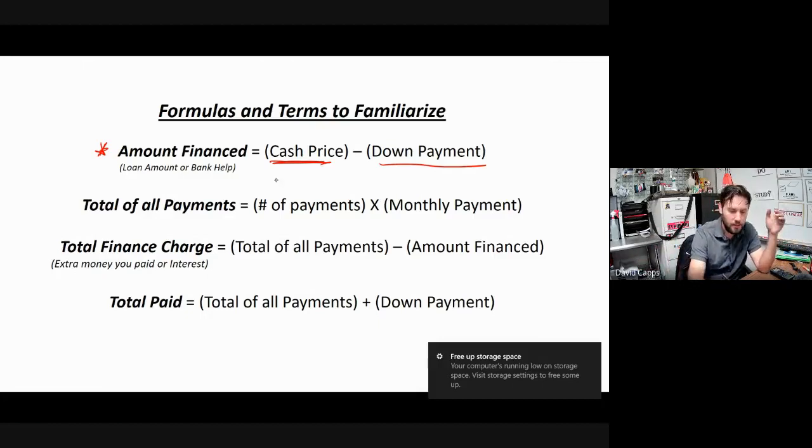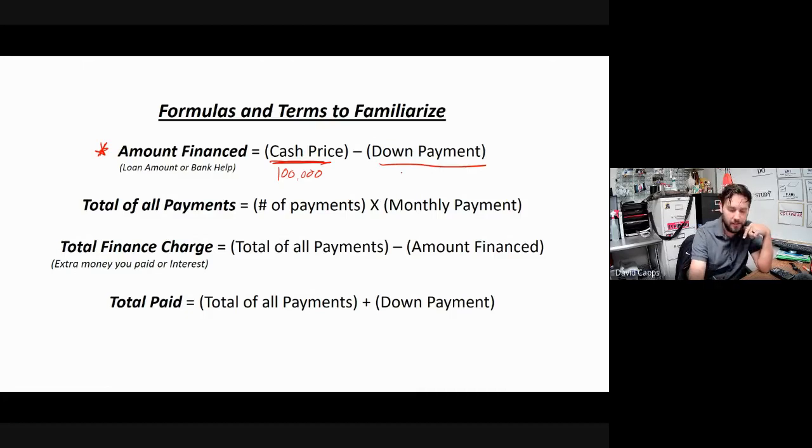Let me write this down here. So let's say I buy a house and the price of that house is $100,000. They make me put down 20%, so I put down $20,000. That means the amount financed that I'm taking a loan out for, this is what your loan principal is, $80,000. That's how much you're financing, how much the bank is going to loan to you to buy this house, $80,000. So that's what we mean by amount financed. You take your cash price minus your down payment.